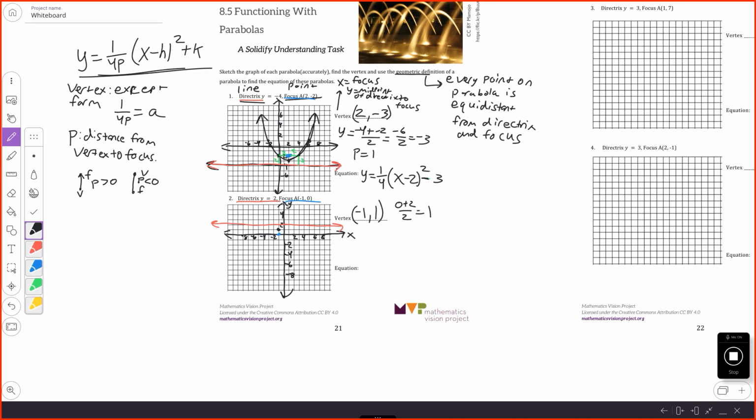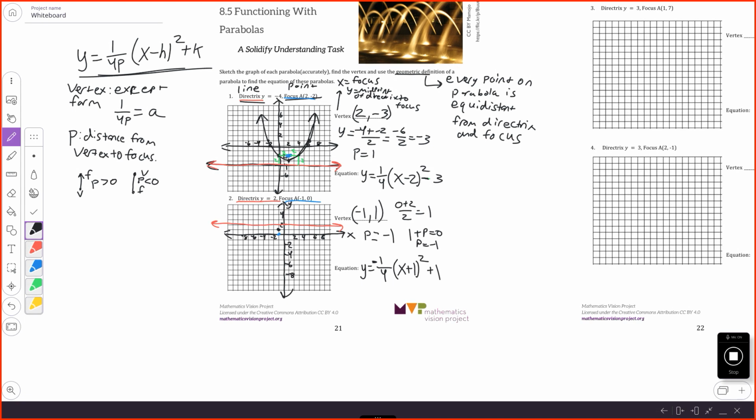I know I'm opening down because P is going to be negative 1, because 1 plus P equals 0, so P has to be negative 1. My 1 is my vertex, 0 is the focus, so I open down. Again, we go vertex to focus. So my P is negative 1, that means my equation is going to be 1 over 4 times negative 1, so negative 1/4 of x plus 1 squared plus 1.